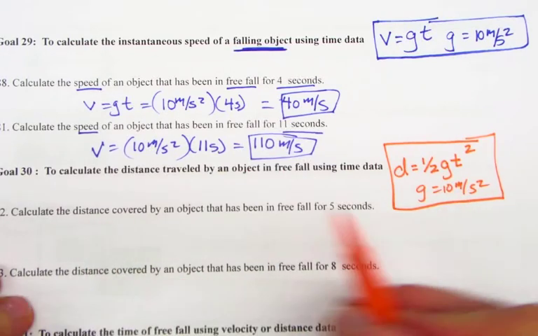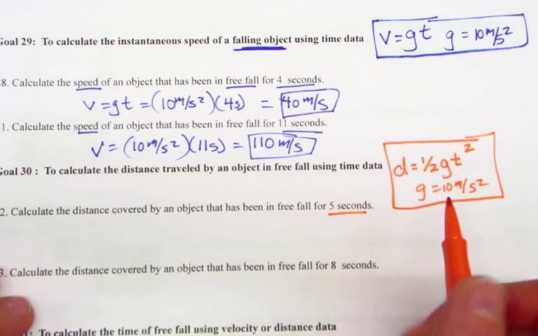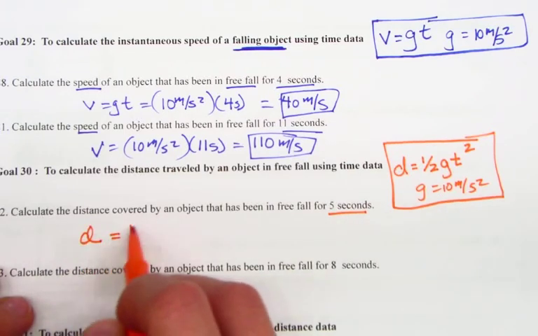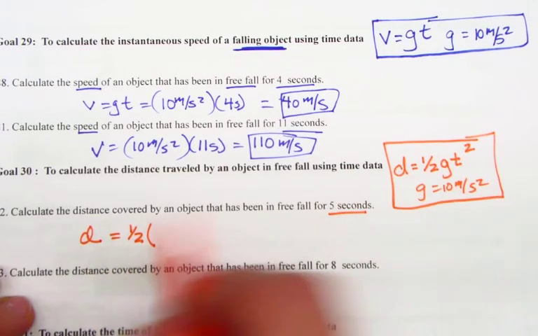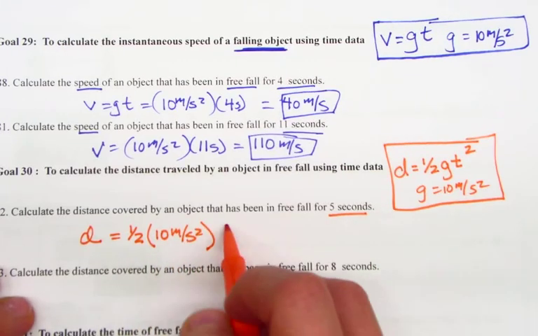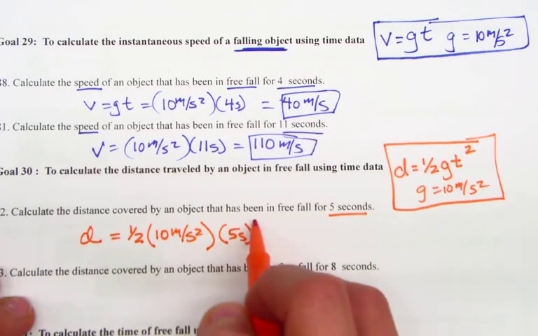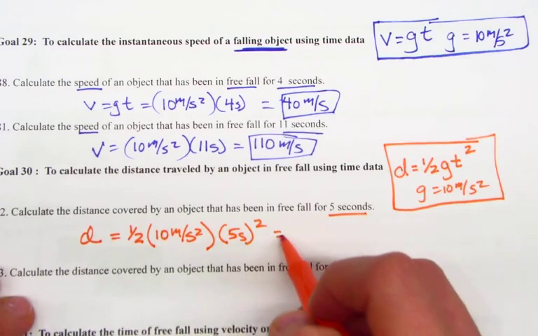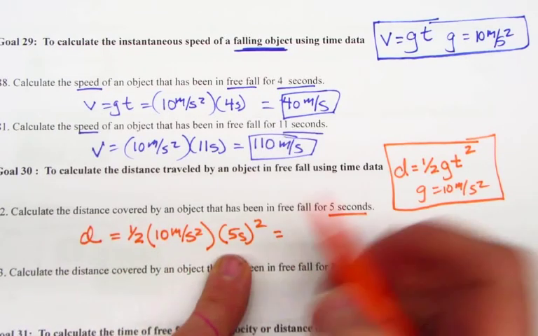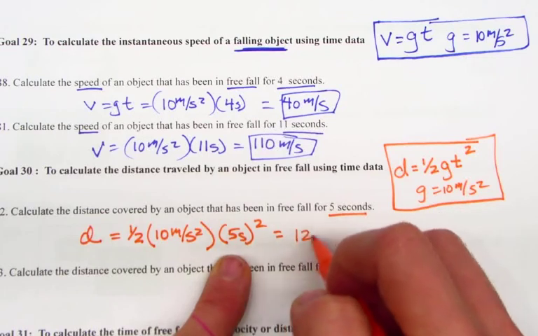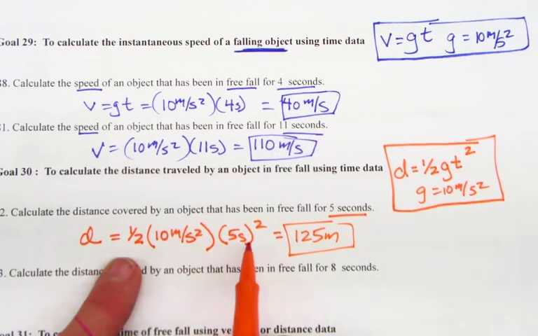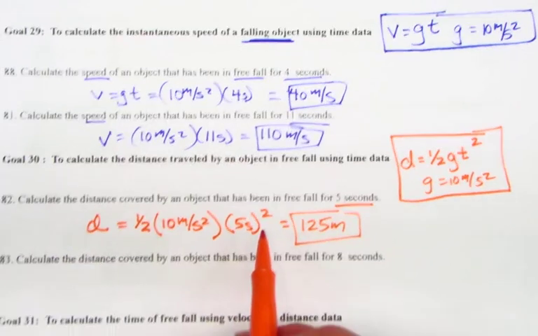So if we want to find the distance covered by an object in free fall for 5 seconds, we're going to say d equals 1/2, g is 10 meters per second squared, t is 5 seconds, and we have to square that. So we have 1/2 of 10, which is 5, times 5 squared, is going to be 125 meters. I would suggest just typing this just how it looks into your calculator.